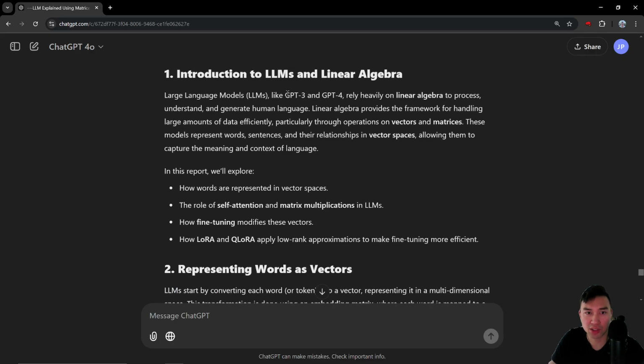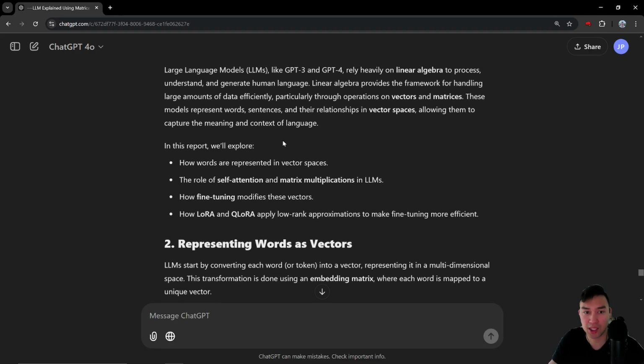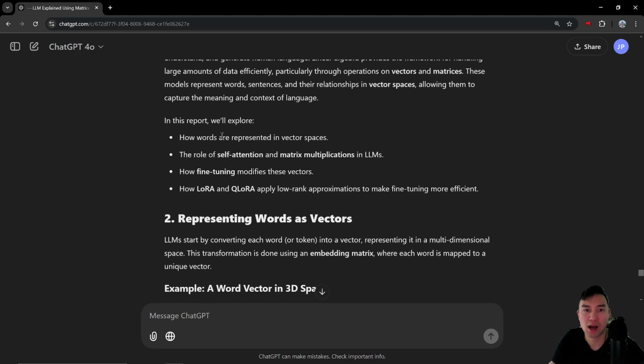Large language models like GPT-3 and GPT-4 rely heavily on linear algebra to process, understand, and generate human language. Linear algebra provides the framework for handling large amounts of data efficiently, particularly through operations on vectors and matrices. These models represent words, sentences, and relationships in vector spaces, allowing them to capture the meaning and context of language.